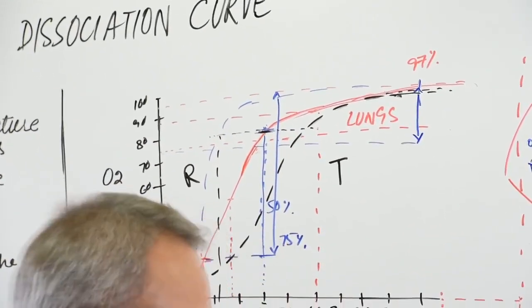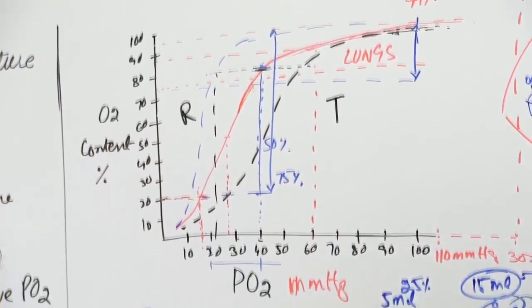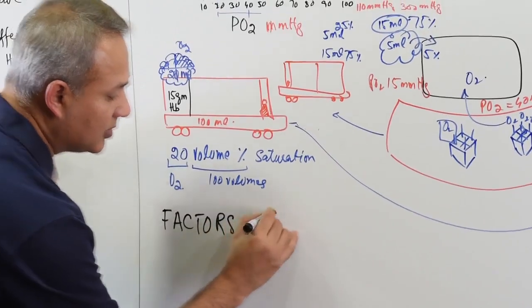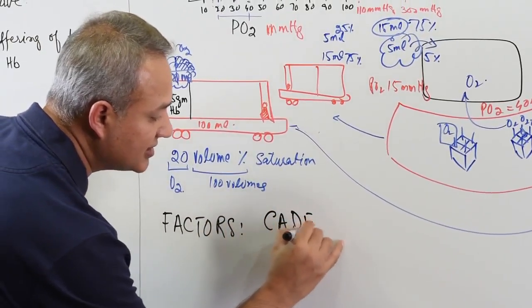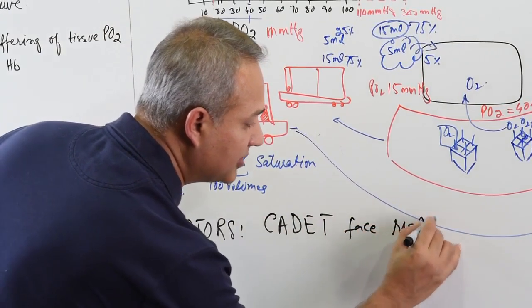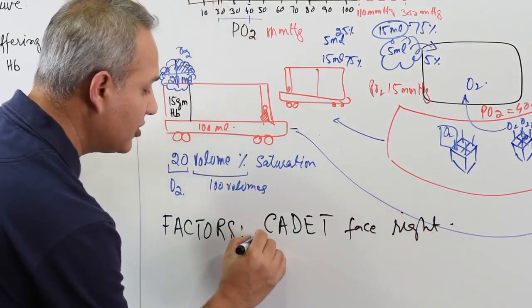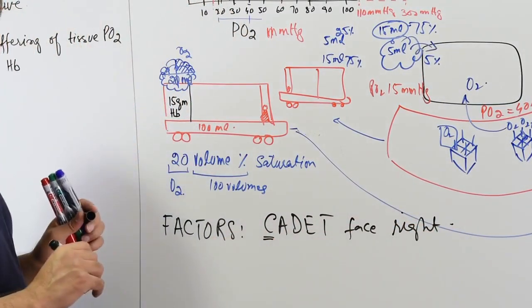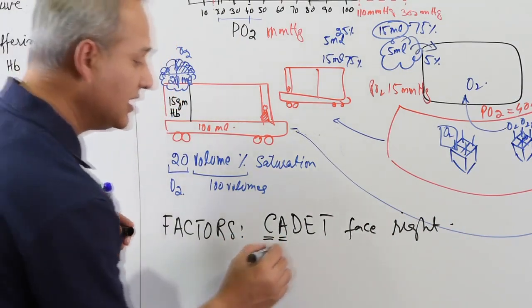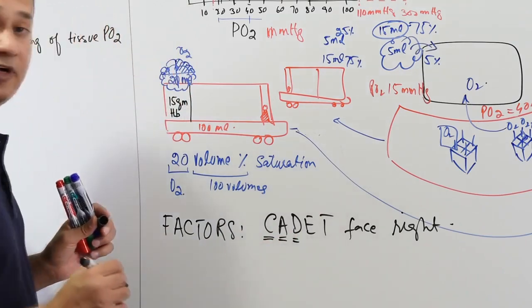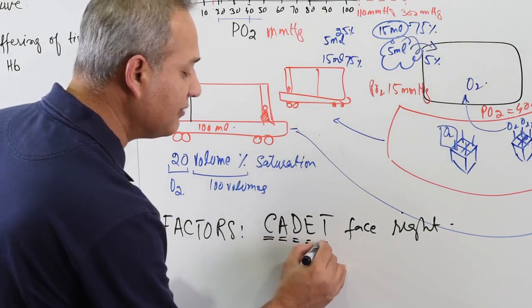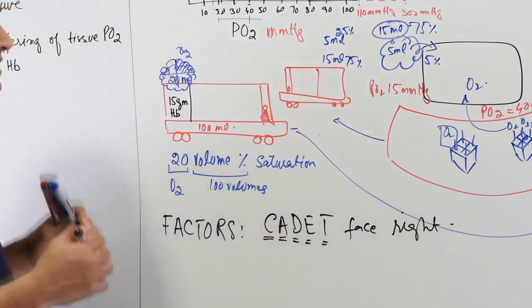So sorry for the other way around. Now here is a mnemonic. The mnemonic is CADET, so we are doing factors. CADET face right. What does that mean? So C for carbon dioxide, A for acidity or pH changes, D for 2,3-diphosphoglycerate or bisphosphoglycerate, E for exercise, and T for temperature. So let's see what they do.